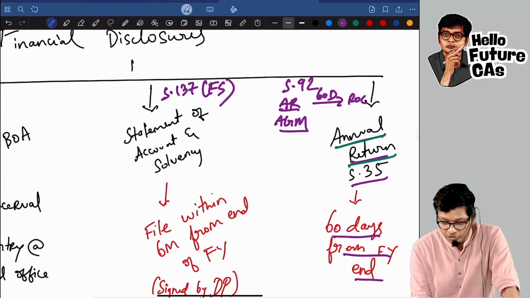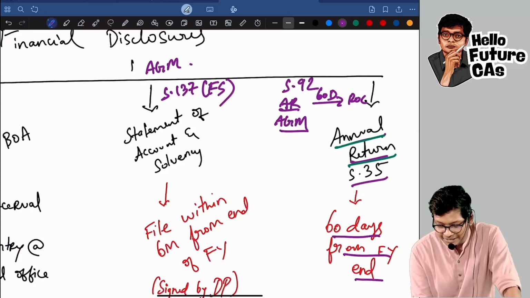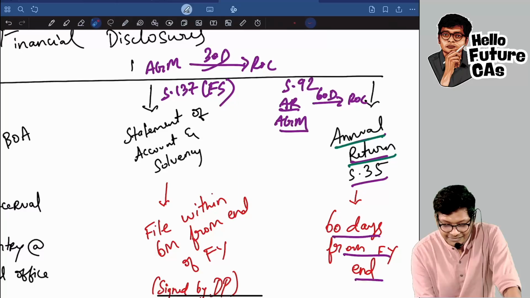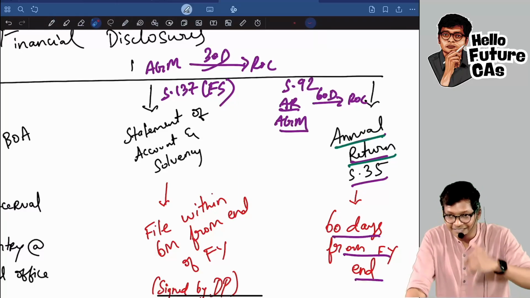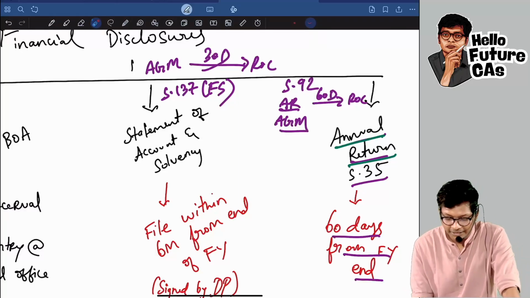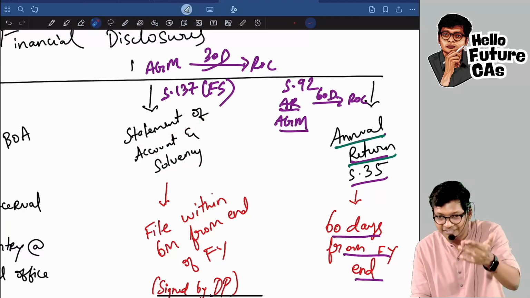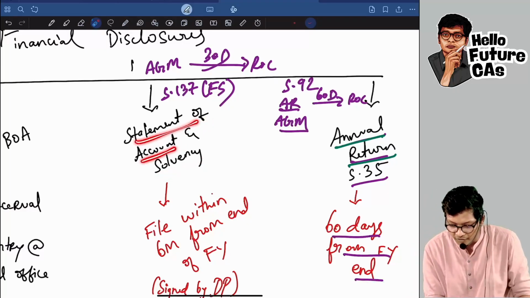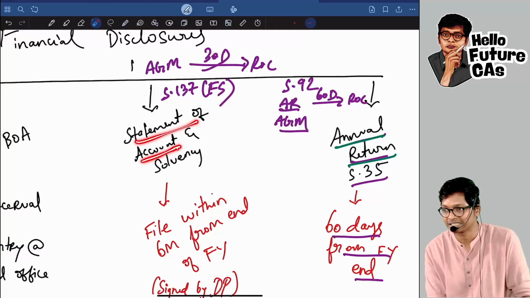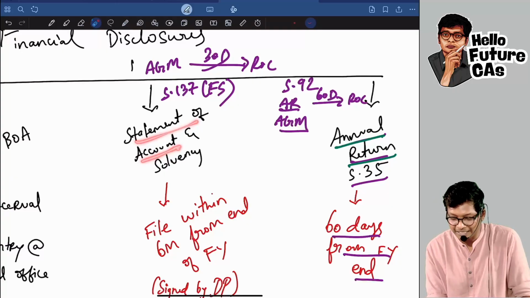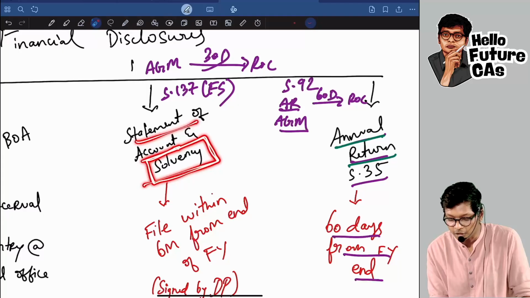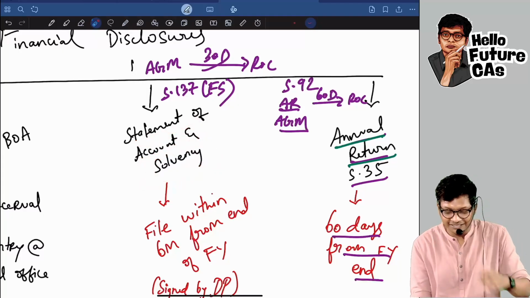Financial statements should be filed from the AGM to the ROC within 30 days. Section 137, I'm revising that also for you. Now, here it is statement of account and solvency. The filing of FS here is called statement of account. And what is newly added here is the statement of solvency. What do you mean by statement of solvency?